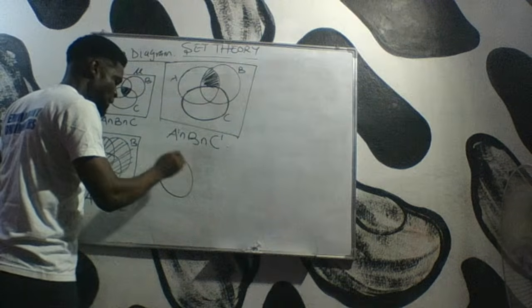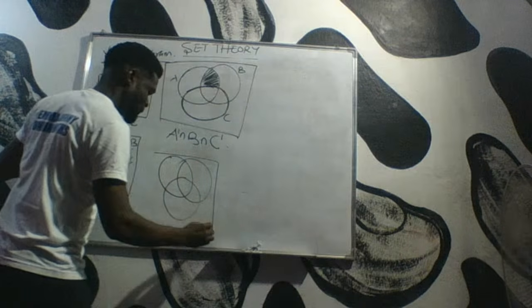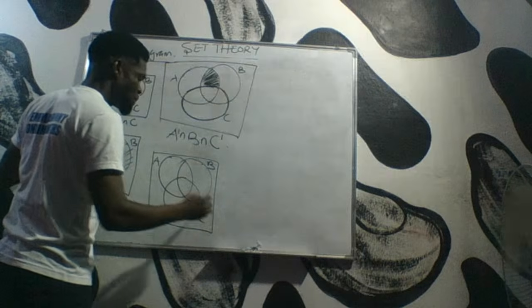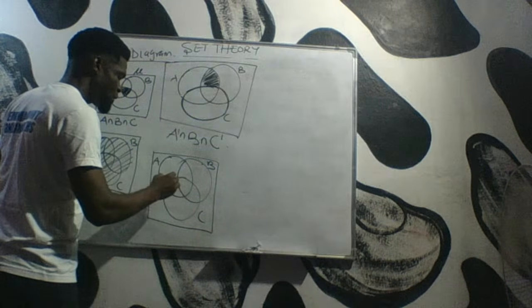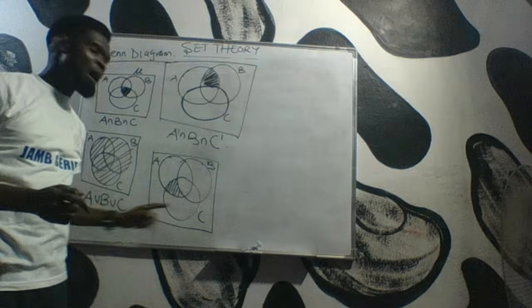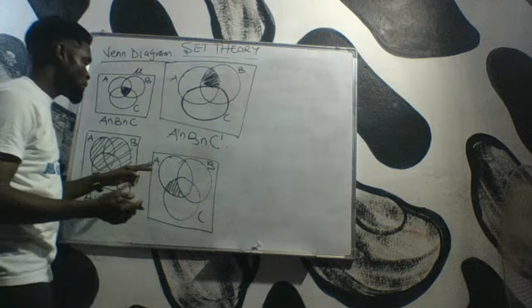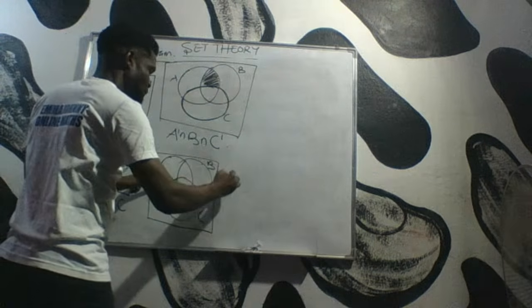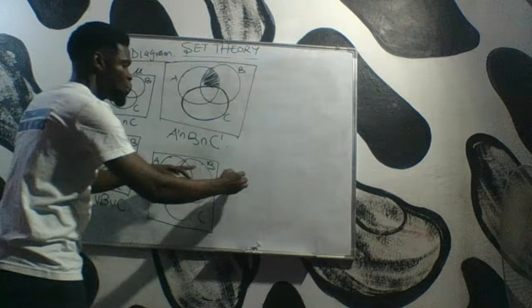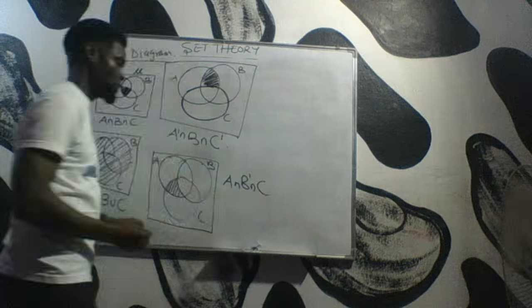If I have A, B, and C, and I shade this place, you will agree with me that this is between A and C. So that means this will be A intersection C, and B is completely out of it, so that will be B complement.